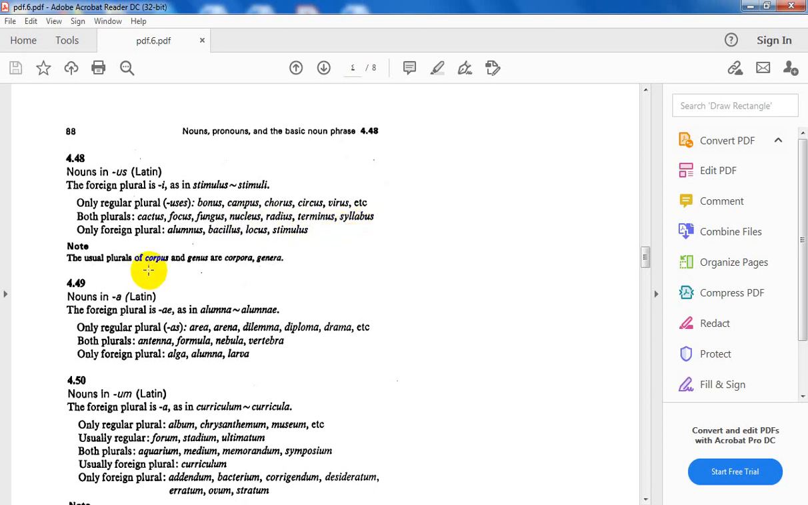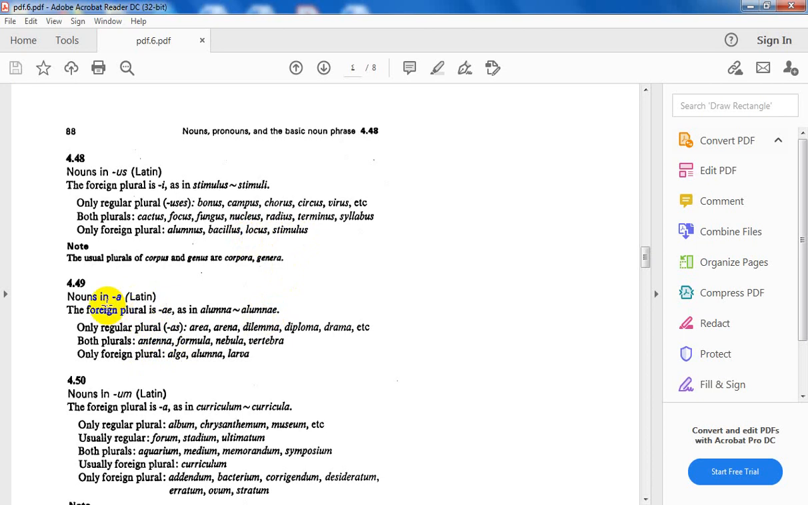Here only foreign, just changing the US to I. Say what? Illuminous, illumini. Bacillus, bacilli. Locus, loci. Stimulus, stimuli. The final US becomes I.